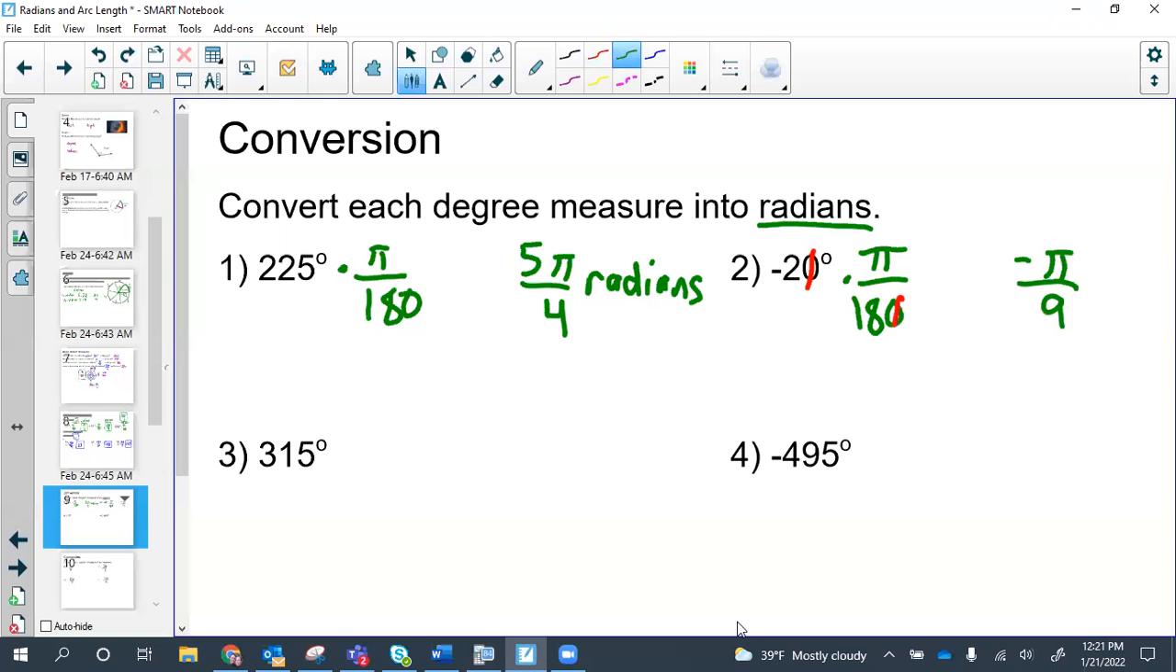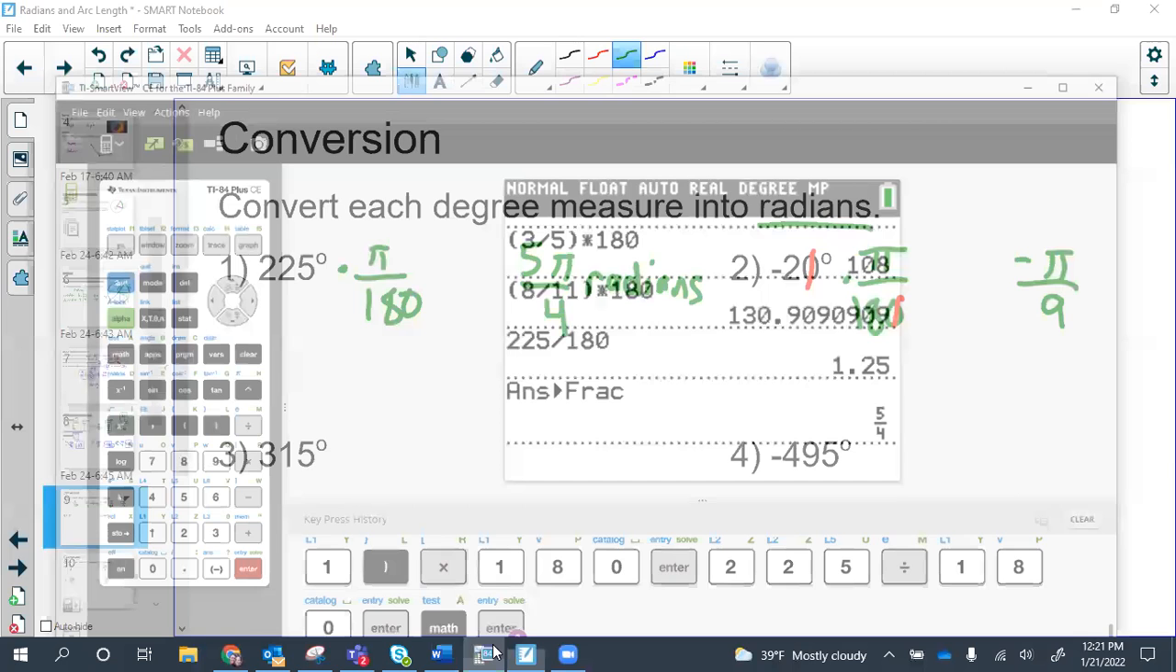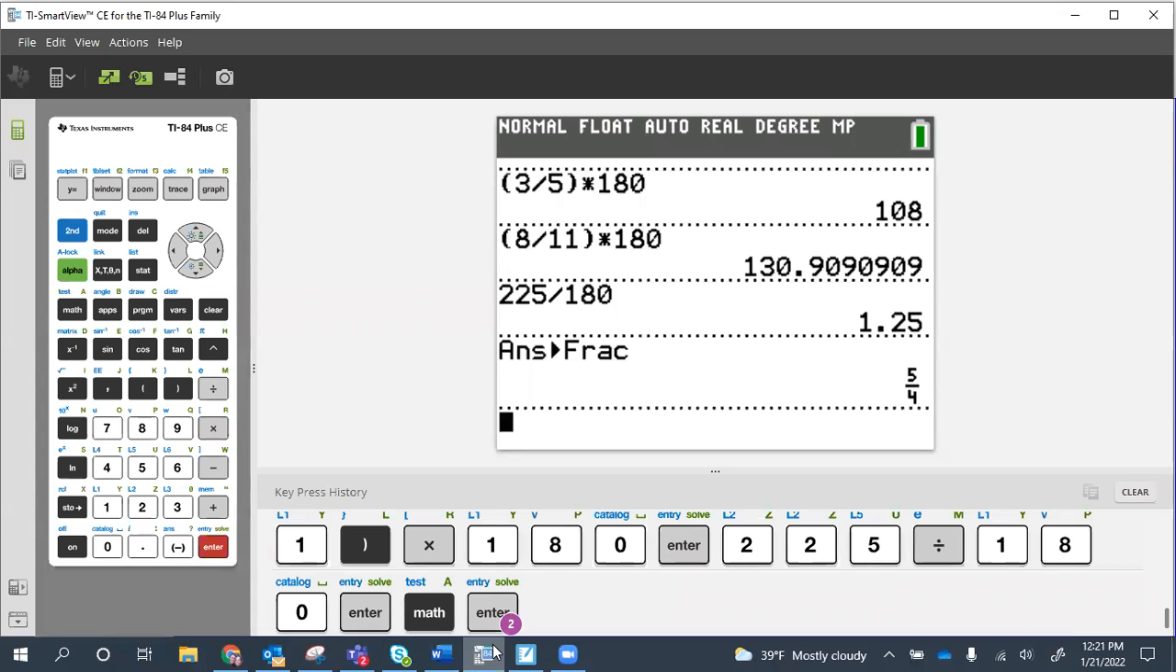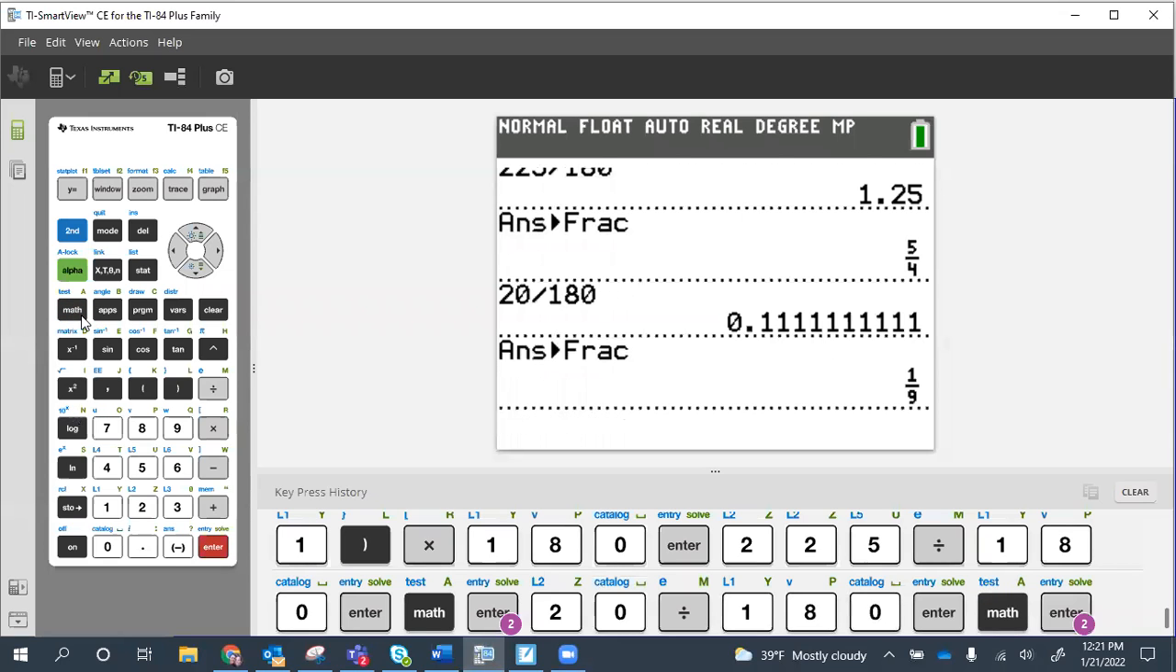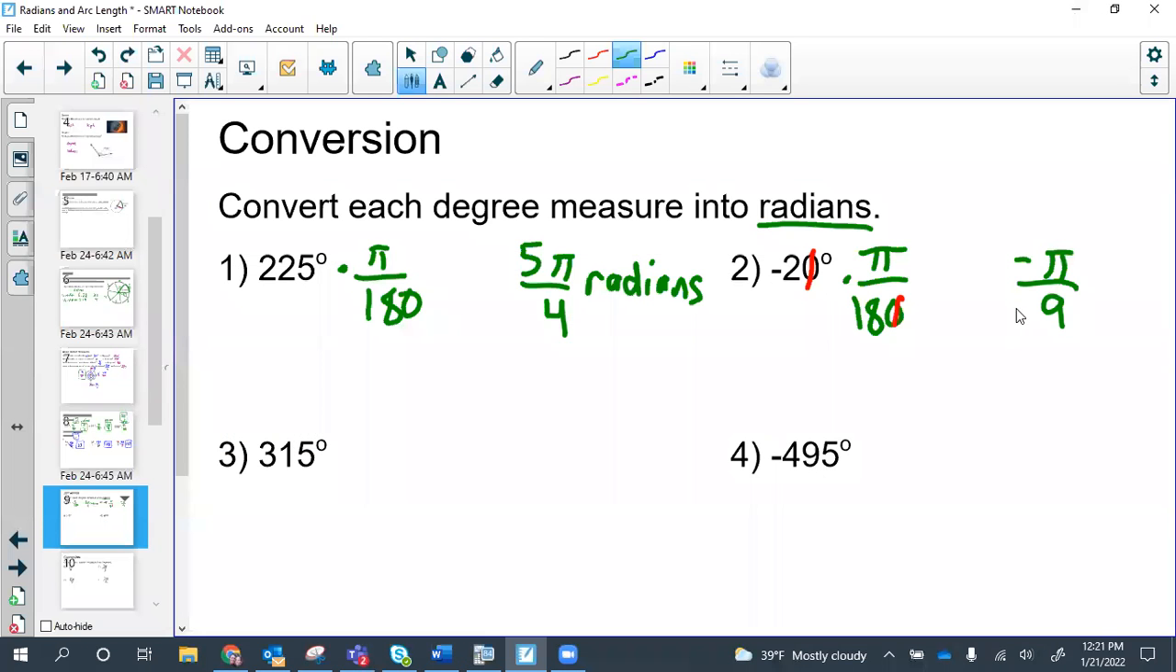Now, if you're like, Solberg, that was too much mental math, well, then just in your calculator, do 20 divided by 180, math, enter, enter, and you should get 1/9, which when we times it by pi becomes pi/9, but don't forget the negative, okay? And I'm going to remember that this is in radians. If you run out of room, just put rad. Pretty rad. Okay, I'm going to skip 3 and 4 and just go and do a couple other ones.